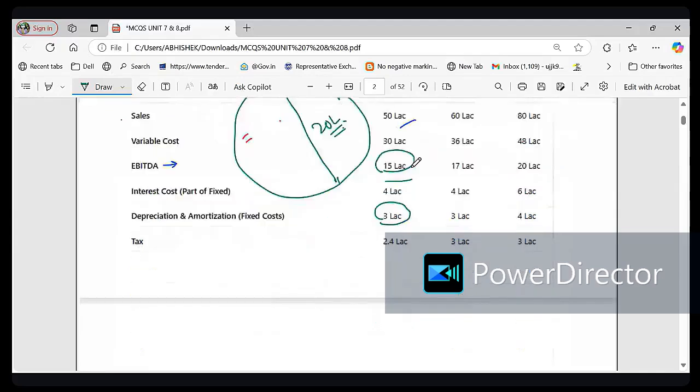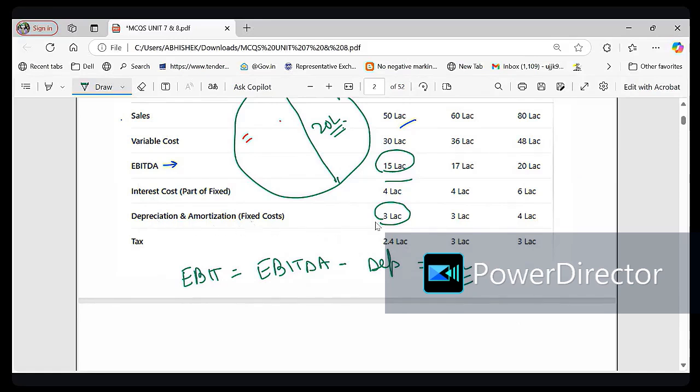lakh. So just subtract. How to calculate EBIT? Earning before interest and tax is equal to earning before interest, tax, and depreciation minus depreciation, right? If we subtract depreciation from EBITDA, we will get what? We will get EBIT. How much is the EBIT? EBIT is 12 lakh. Is it clear? EBITDA minus depreciation.